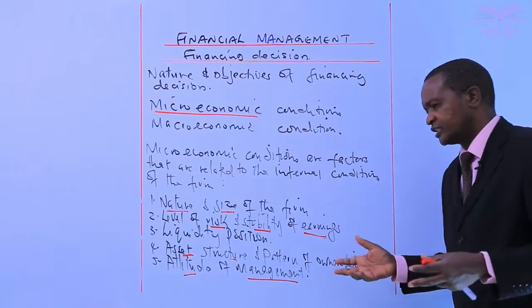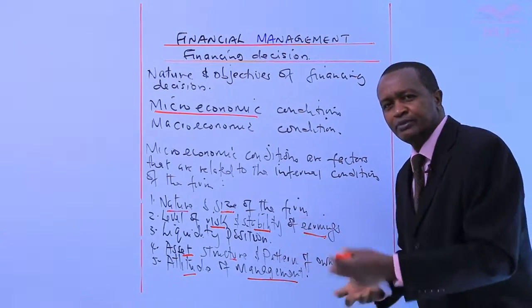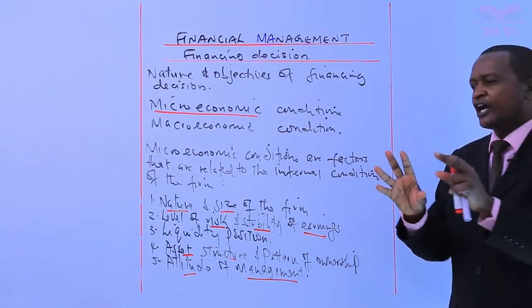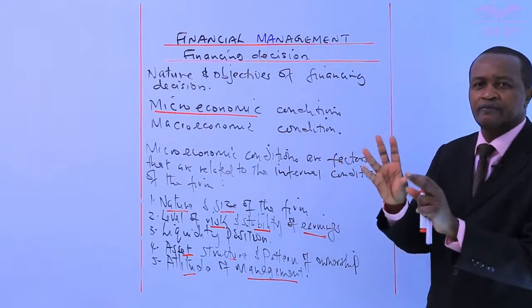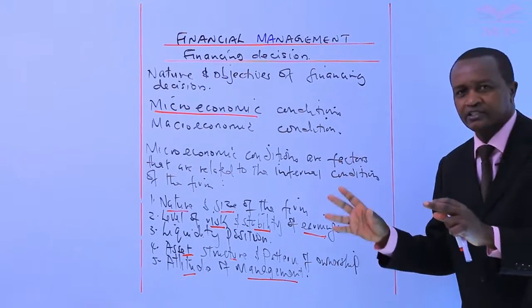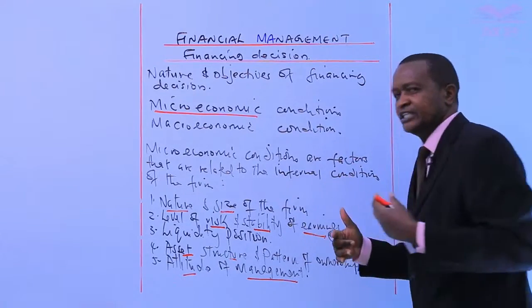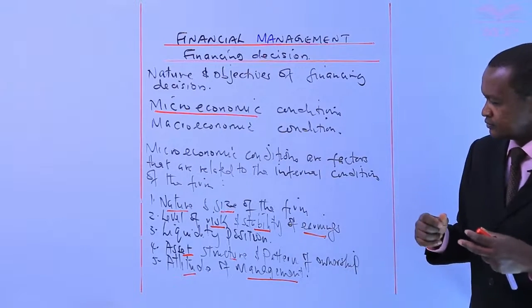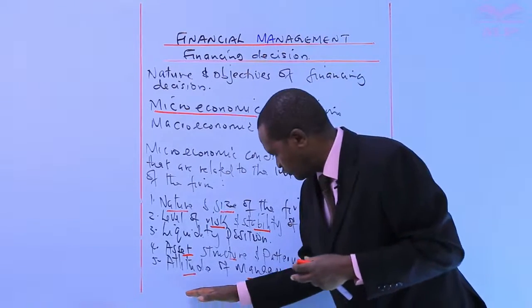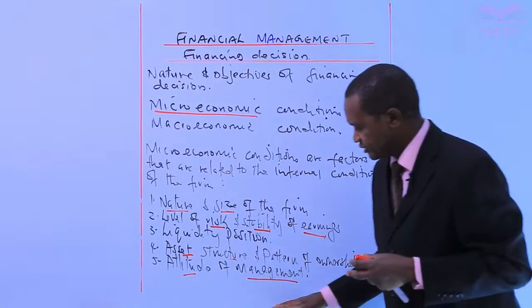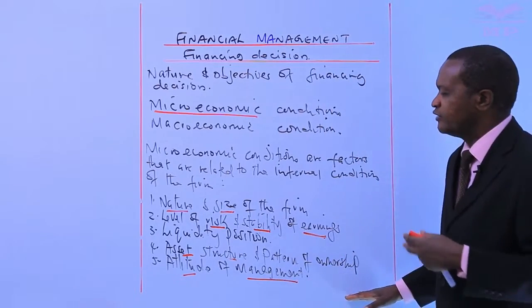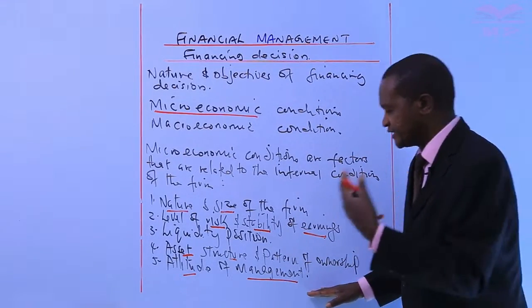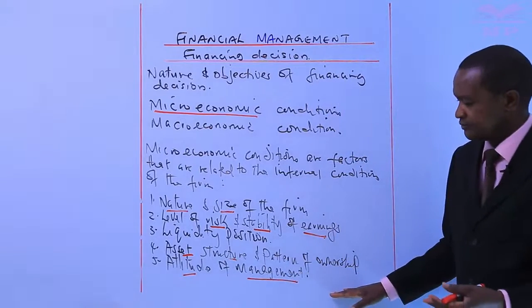But we can say here that a prudent manager is one who would prefer a compromise between risk and return, or between profitability and liquidity. So the attitude of the manager can also influence the kind of financing decisions that are taken in a company.